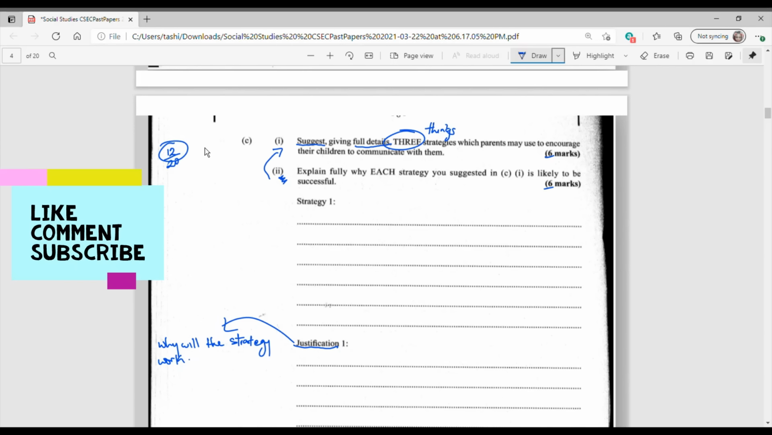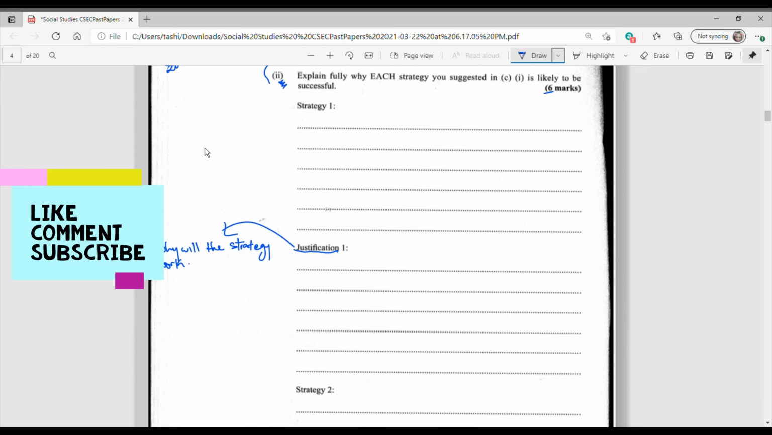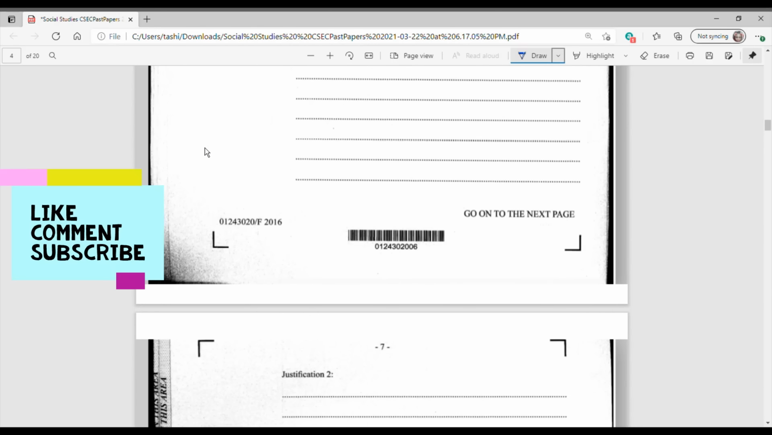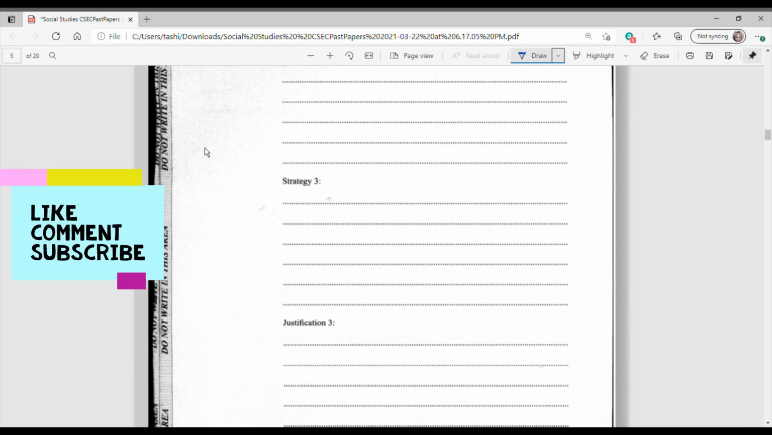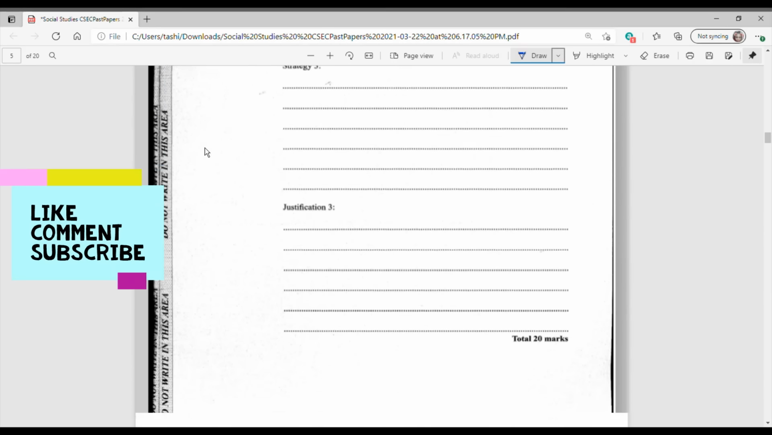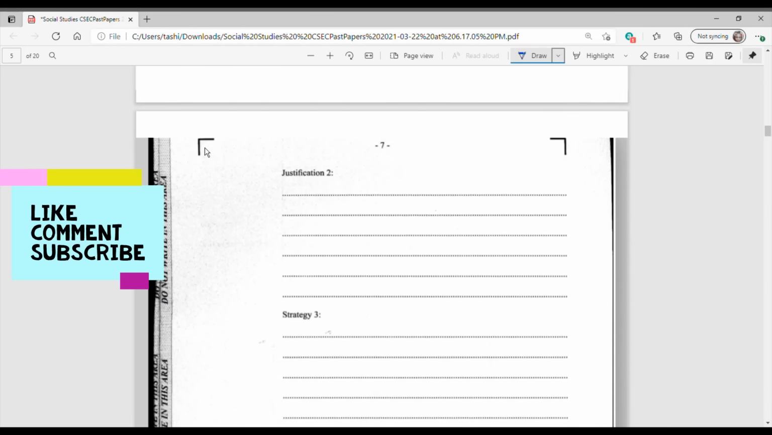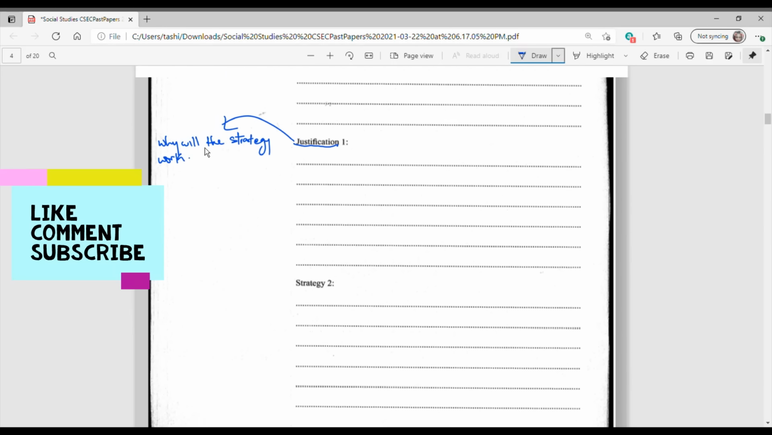So you're going to give me a strategy up here. And then you're going to tell me why that strategy will work, why that strategy will ensure that the child communicates with the parent. So that is what they're asking. And you're going to do this 3 different times. So notice it gives you space for strategy 1, justification 1. Strategy 2, justification 2. Then strategy 3, justification 3. And that would have been the end of question 1.